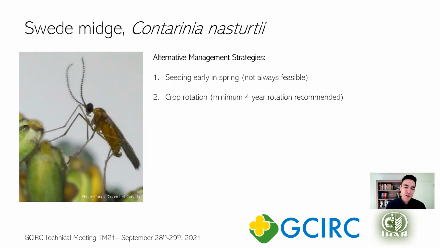In fact, Swede midge populations have been so bad in Eastern Canada that a little while ago, the Canola Growers Association actually recommended a 3-year moratorium on all canola production to try and lower the populations of Swede midge. So this midge is having a very significant impact on canola production out east, and we are worried about its potential introduction here into Western Canada.